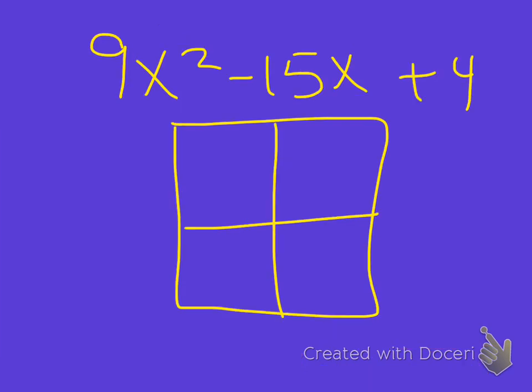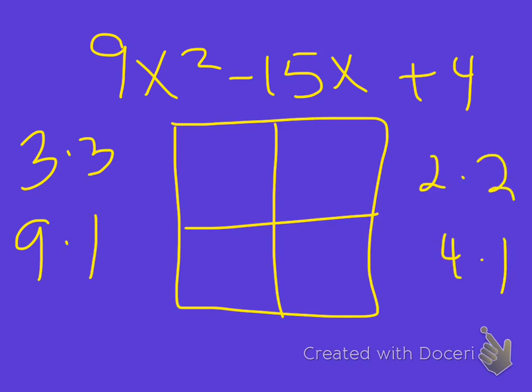Let's try one more, okay? What are the possibilities for 9? 3 and 3, and 9. Okay. And 2 and 2, and 4. Now there's more possibilities for even the last term. Oh boy. Okay, so what do you want to try first? Let's do 3 and 3 and, I don't know, 4 and 1, I guess.